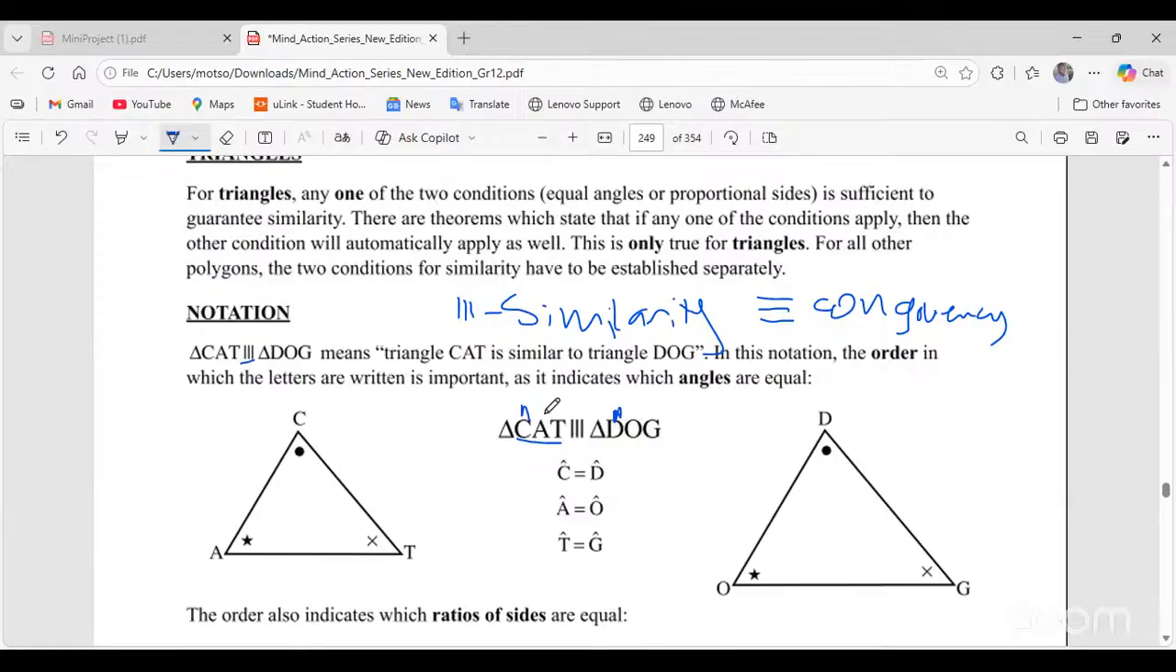Fine. We go to the next one, which is A. We can see that A is equal to the other one, O, the second one on the DOG. Okay, then the third one is T. There we can see T is equal to the third angle on that dog triangle, which is G.